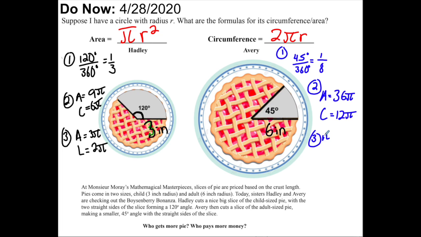Okay, because remember, the angle is an eighth of the total angle, so the area of the sector is an eighth of the total area, and the length of the arc is an eighth of the total circumference. So we're going to do 12 divided by 8, and we get 1.5 pi.